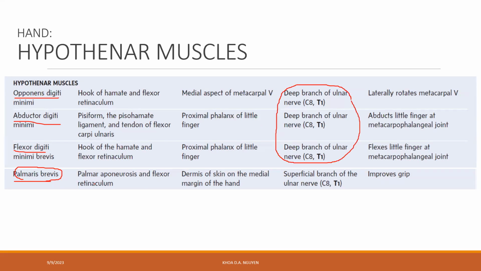Look how, because this palmaris brevis muscle is more superficial than the rest, instead of being innervated by the deep branch of the ulnar nerve, just like every single one here, it is actually innervated by the superficial branch of the ulnar nerve, should it be present. Okay.